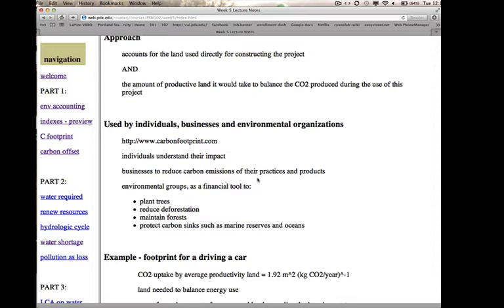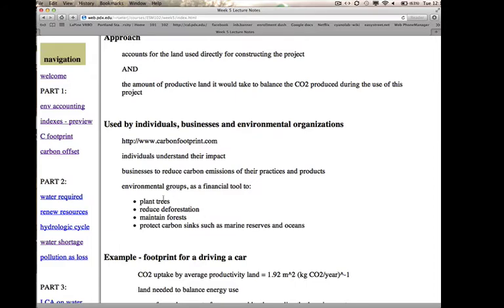If energy expenditures are one of your big environmental impacts or one of your big costs for your business, then reducing energy expenditure somehow would decrease your carbon footprint and save you money. And then environmental groups use this as a financial tool. So with businesses that want to reduce their carbon emissions, they might pay somebody else to plant trees or to reduce deforestation or maintain forests that are there that might otherwise be cut down or protect carbon sinks.